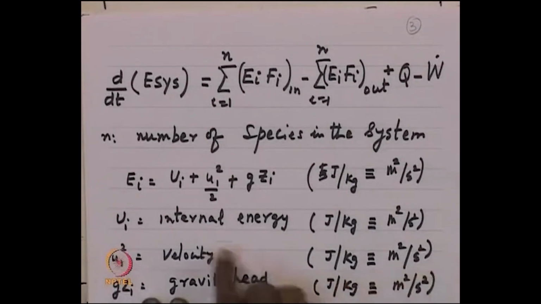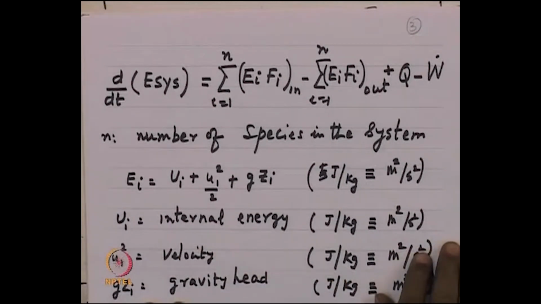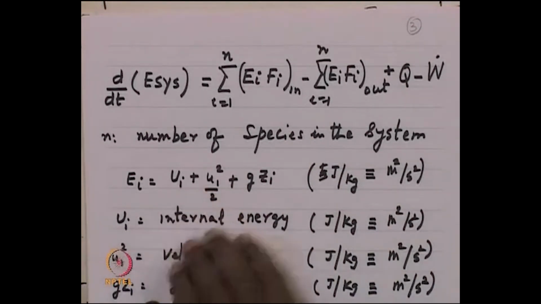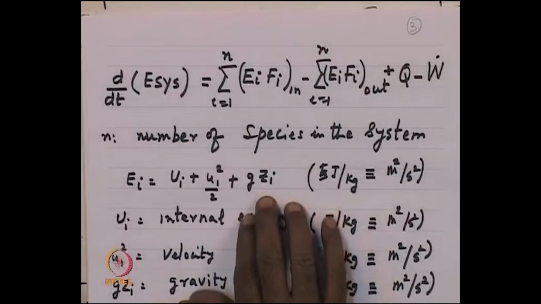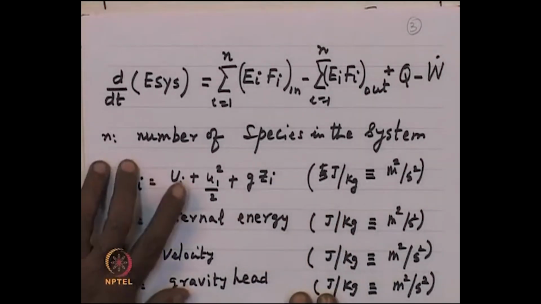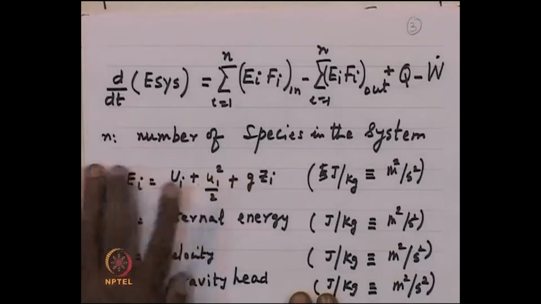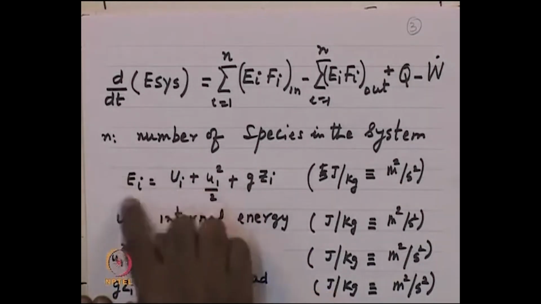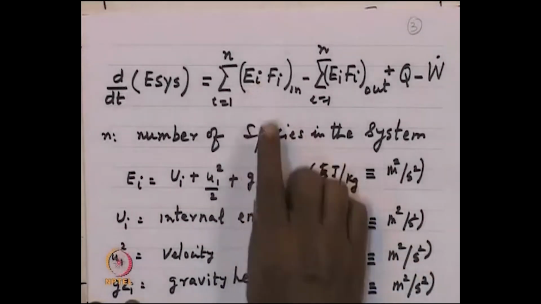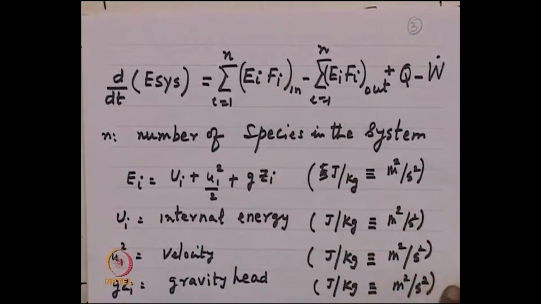So, you have here E_i as the energy that is associated with component i, which consists of three components: internal energy, kinetic energy and potential energy. So, we take the total energy of component i as consisting of internal energy, potential energy and kinetic energy. E_i represents the total energy of component i, and E_i F_i therefore represents the total amount of energy that component i brings in, and summed over all species gives you the total amount of energy that is coming in with the species.